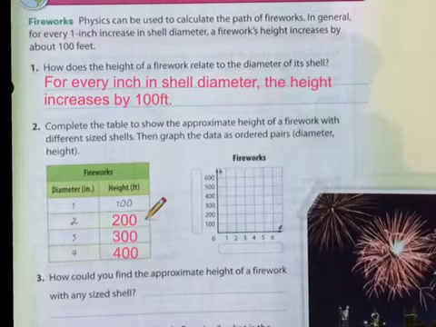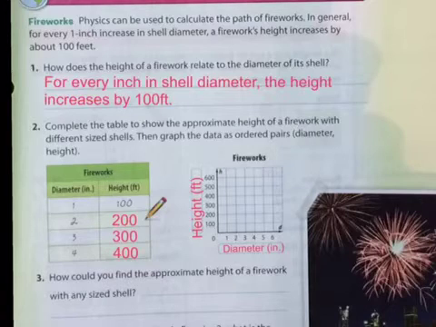Now for the graph, we must include our domain and our range. So our x value is diameter, our domain, and our range will be the height in feet. Go ahead, boys and girls, and graph these points on your graph. So 1 will be 100, 2 will be 200, 3 will be 300, and 4 will be 400. And you'll get a nice straight line that goes through the origin.